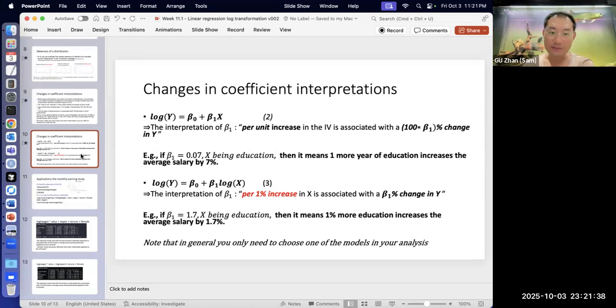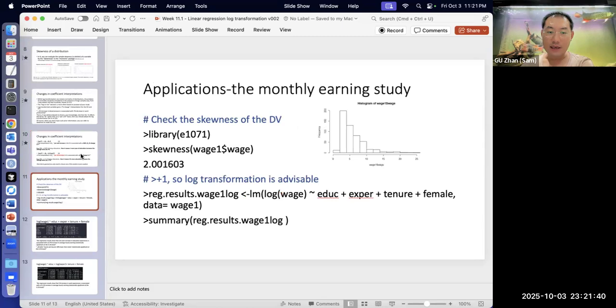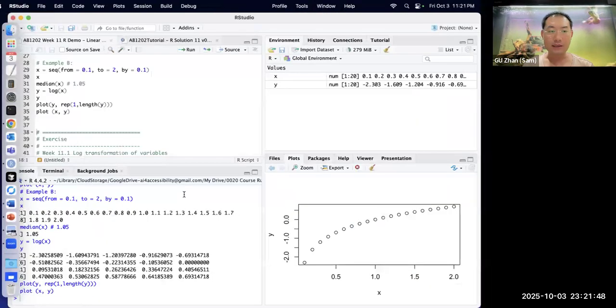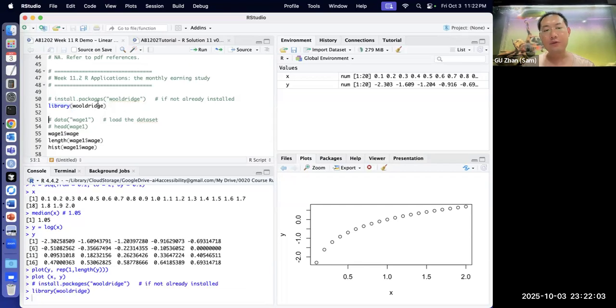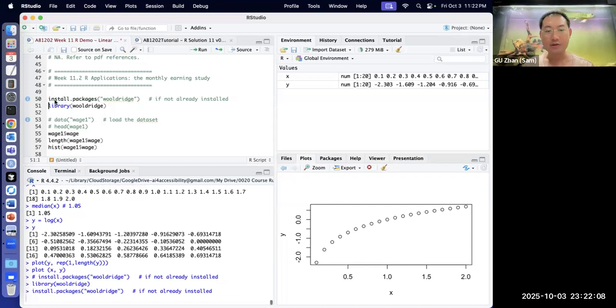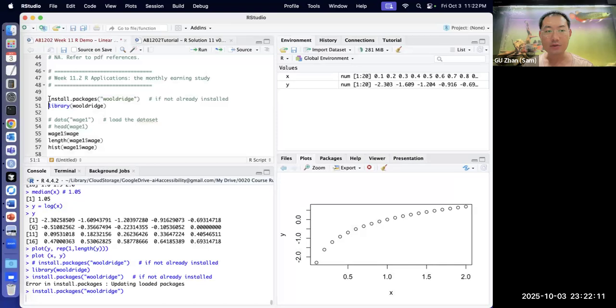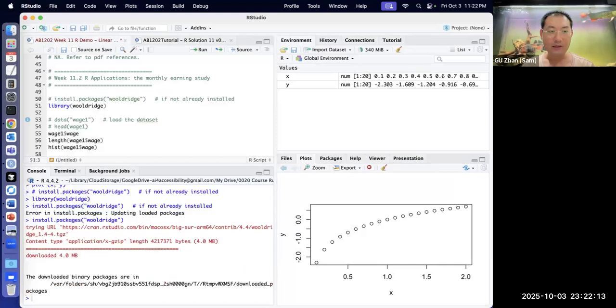So that's important. Next you will look at this wage one data set. We'll check the skewness, then we apply the log transformation. Let's look at that. In order to use the wage one data set, you need to import this library called wooldridge. If you don't have it installed on your computer, uncomment and install it. I already have it, so I just run it.